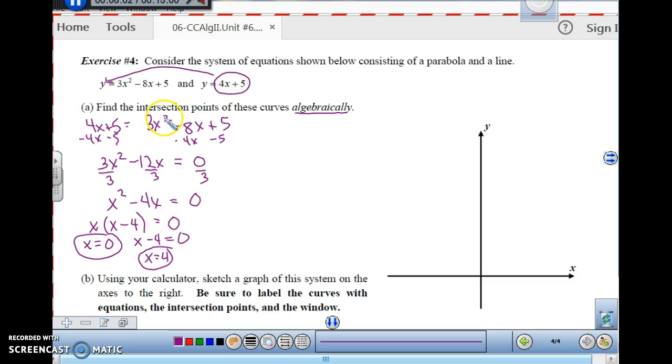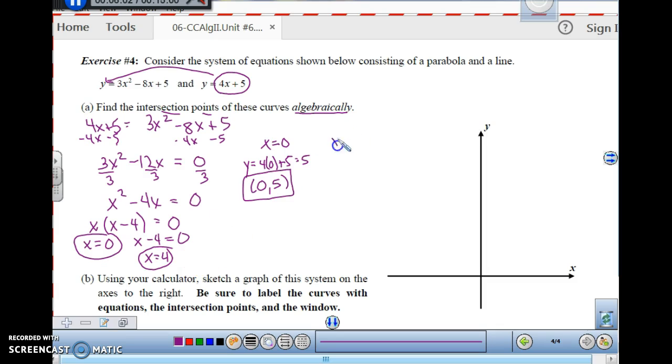All right, now remember, we are looking for an intersection point. So we actually have to find a y value that goes with each of these x values. All right, so if x equals 0, we have to find the y. Well, let's use this one because y works out pretty easily that way. 4 times 0 plus 5. And this will be 0 plus 5, which is equal to 5. So your first point of intersection will be at 0, 5. All right, so there's my first solution.